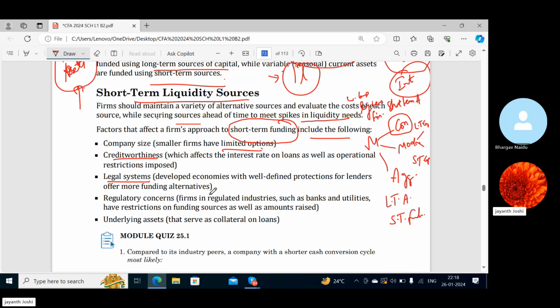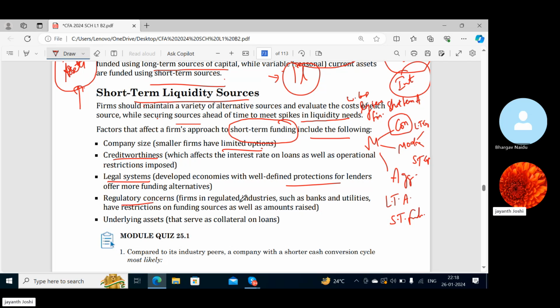Developed economies come with well-defined protections. So in the United States or UK or developed countries, you can take loans, but you should provide very sound or strong protection to the lenders, right? They offer more funding alternatives. So here it's not only banks you can approach, but the public also. If you are able to convince them that you are going to repay the money and give them protection, then you have a lot of alternatives available.